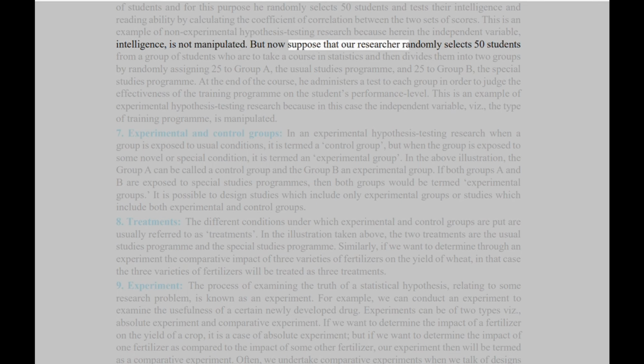But now suppose that our researcher randomly selects 50 students from a group of students who are to take a course in statistics and then divides them into two groups by randomly assigning 25 to Group A, the usual studies program, and 25 to Group B, the special studies program. At the end of the course, he administers a test to each group in order to judge the effectiveness of the training program on the student's performance level. This is an example of experimental hypothesis testing research because in this case the independent variable, viz., the type of training program, is manipulated.